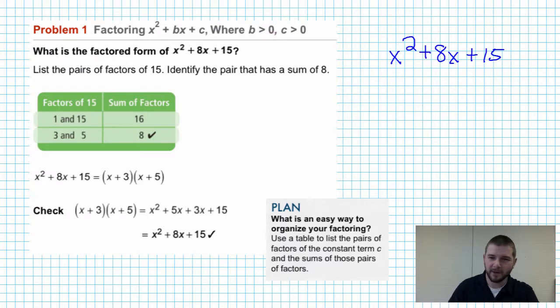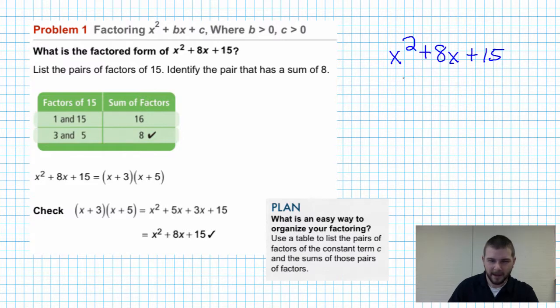I begin with x squared plus 8x plus 15, and I recognize right away that is of the form that's discussed here, the standard form of x squared plus b times x, where in this case b equals 8, and plus c, and in this case c equals 15. Remember, b and c are just placeholders that could take on the values of any number. So in this case, 8 and 15.